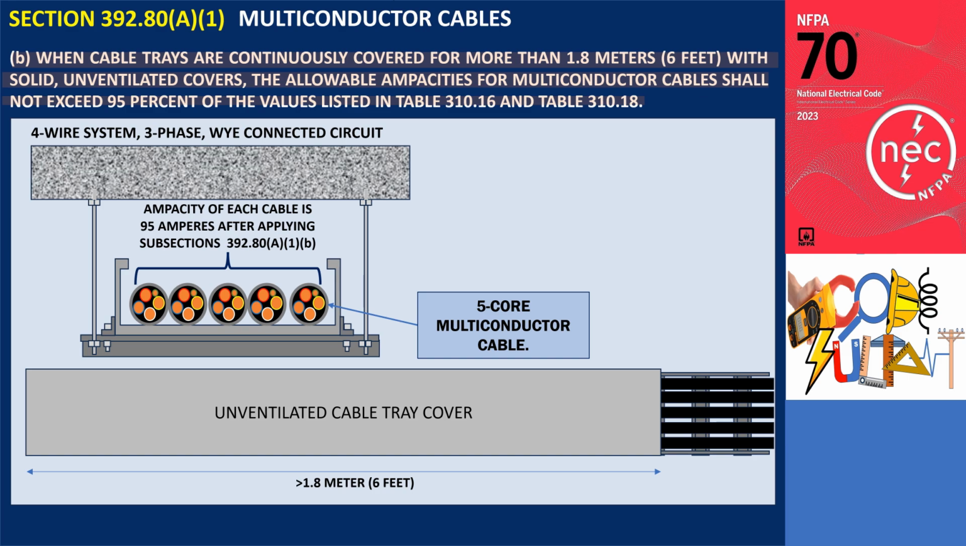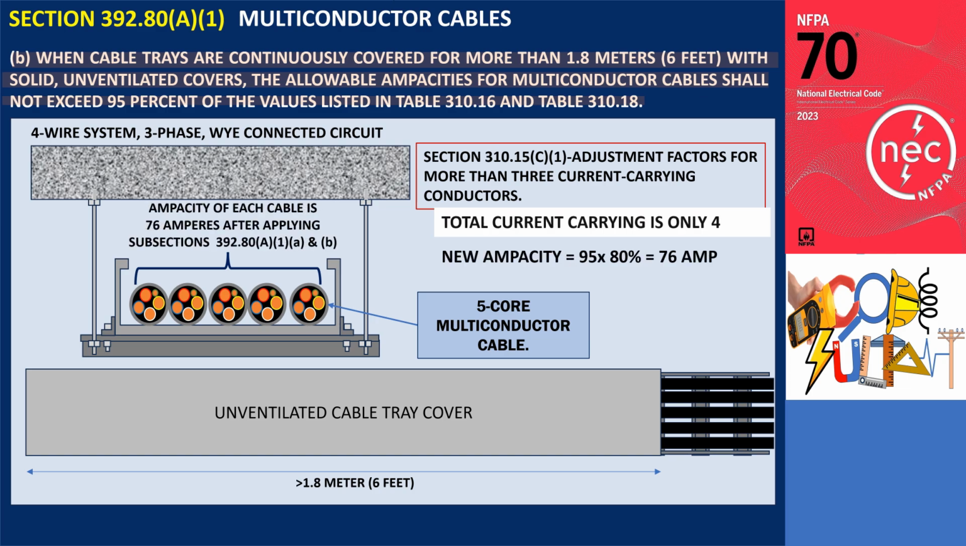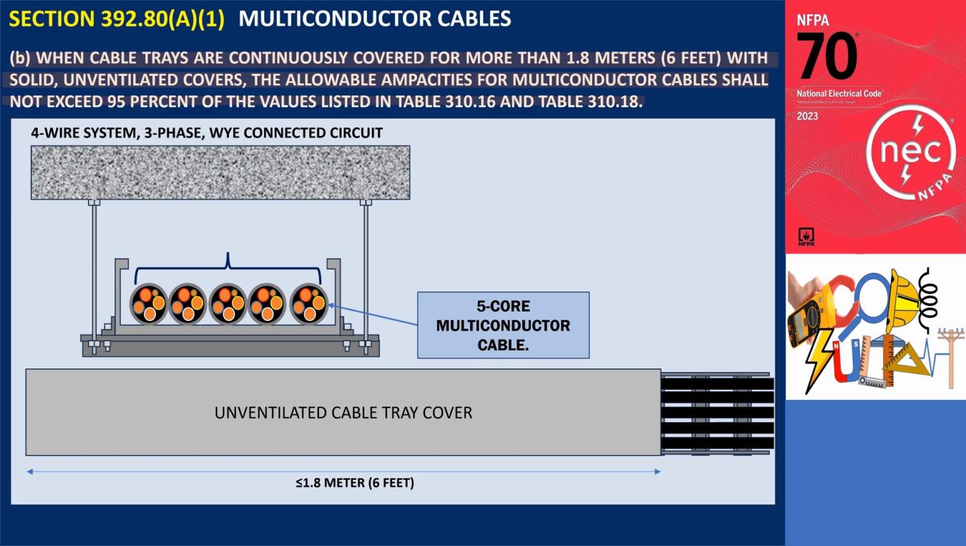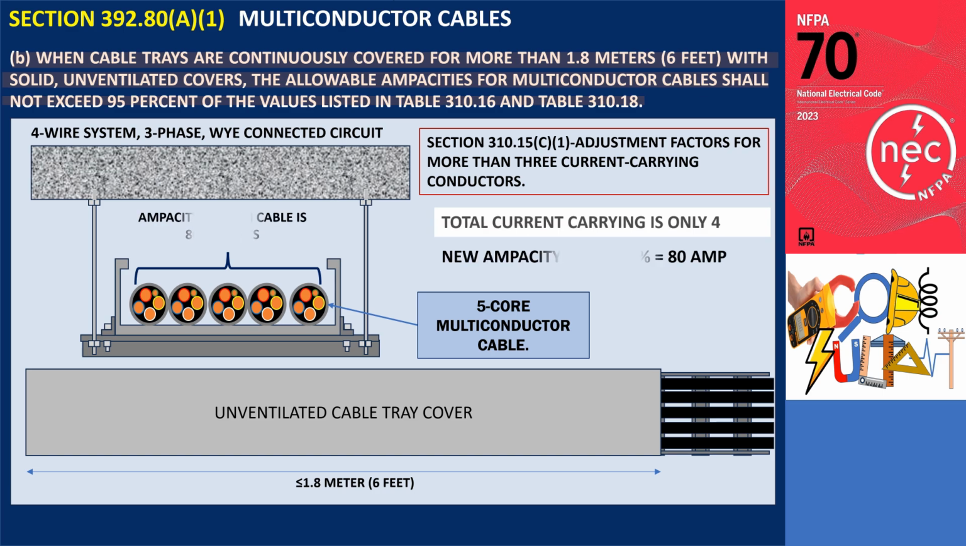Since there are more than 3 current-carrying conductors in each cable, subsection 392.80(A)(1) must also be applied. Therefore, the final ampacity of the multiconductor cable would be calculated as 95 amperes multiplied by 80%, resulting in a total of 76 amperes. In another scenario, if the cable tray cover is less than 1.8 meters, 6 feet, the ampacity of the multiconductors would remain at 100 amperes. Applying the adjustment from subsection 392.80(A)(1) would yield a final ampacity of 80 amperes, 100 amperes multiplied by 80%.